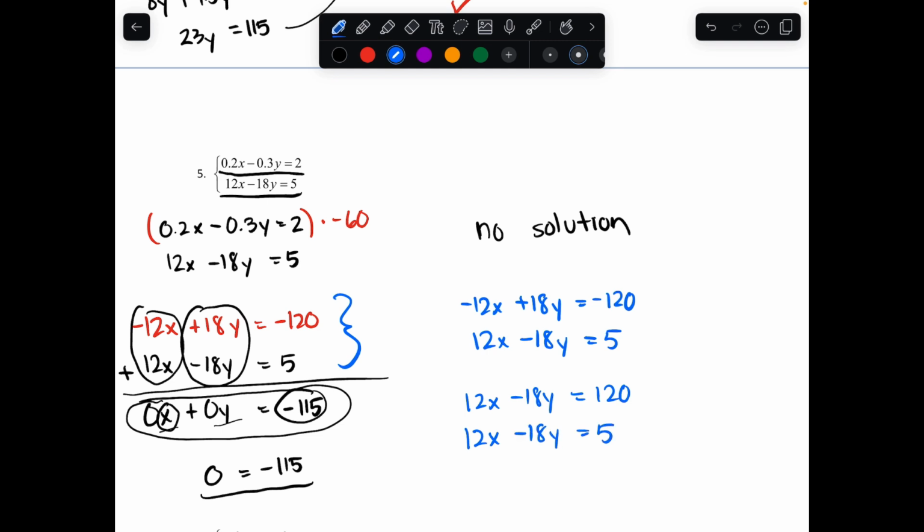So really, what is this saying? I'm saying something is equal to 120, and then I say the same thing has to be equal to something different. I'm saying 12x minus 18y is equal to two different numbers at the same time. Well, that just can't be true. It can only be equal to one thing. So this is where our inconsistency comes from. This is why there's no solution.